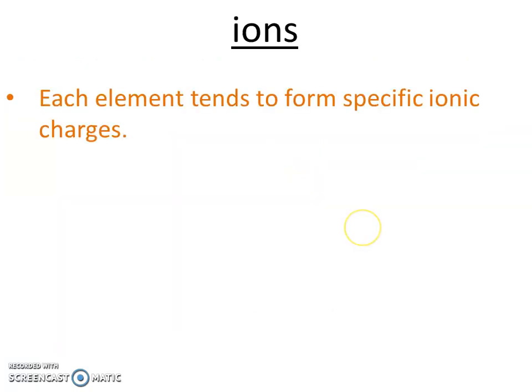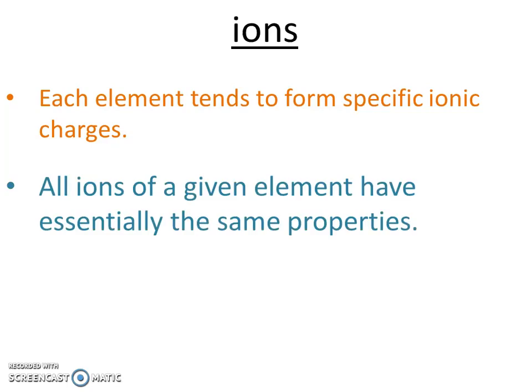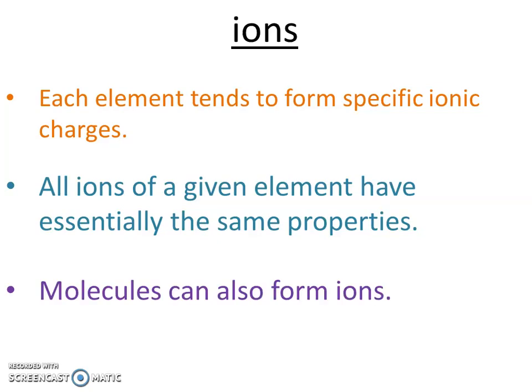A few additional pieces of information. Each element tends to form very specific ions. You'll learn more about that in the next unit about the periodic table. Also, all the ions of a given element have essentially the same properties, many of the same physical and chemical properties. And molecules or groups of atoms can also form ions. You'll learn more about that if you go on to take chemistry.